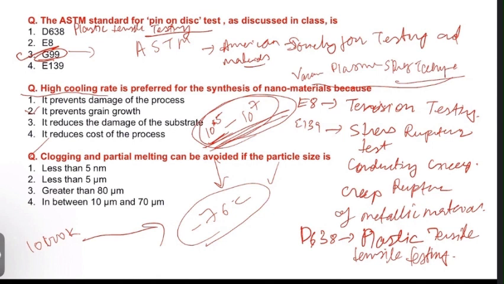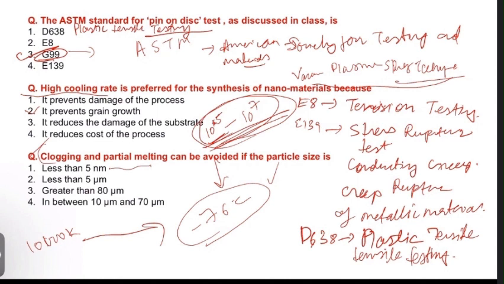So if I grow something, you have to avoid both clogging and partial melting. We have two different problems here. No, the thing is partial melting. For example, in a CVD, if I need to grow something, my atomic layer should be 10 Armstrong. If it is 100 Armstrong, then it is no. So what is your answer? Third option.